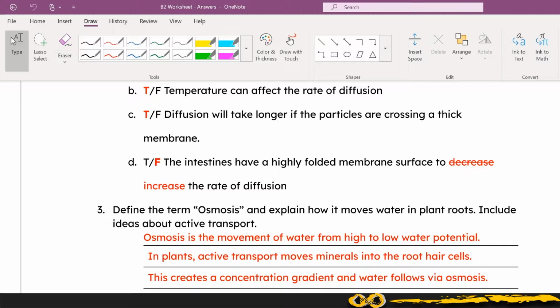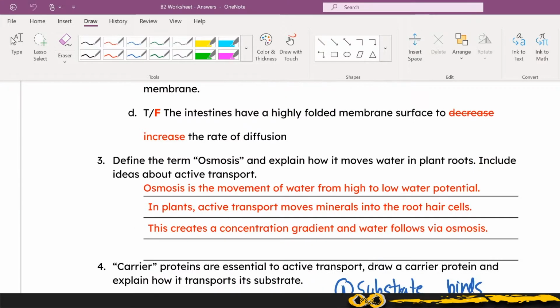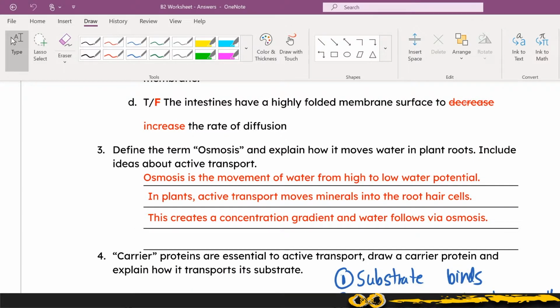In terms of osmosis, it's very similar to diffusion, but it is involving water that's moving from the high water potential to low water potential, and water potential is essentially the inverse of concentration. So where there are lots of particles, that means that water is going to want to move into that area so that those particles can become diluted if the particles are not able to move out.